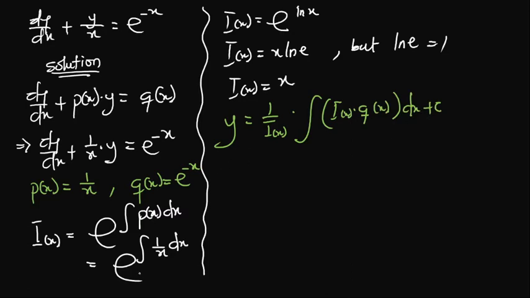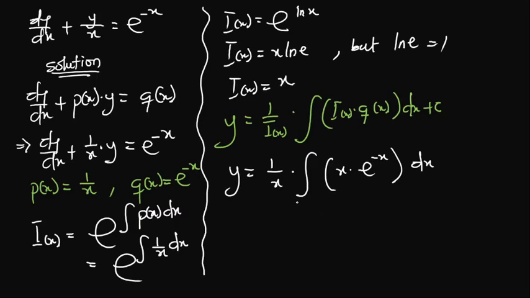So it means from here our y is equal to 1 over the integration factor, which is x, so we have x multiplied by the integral of x multiplied by what? Our q of x is what? e raised to the power negative x, dx. Now we need to what? Expand or simplify this to be able to get our answer.